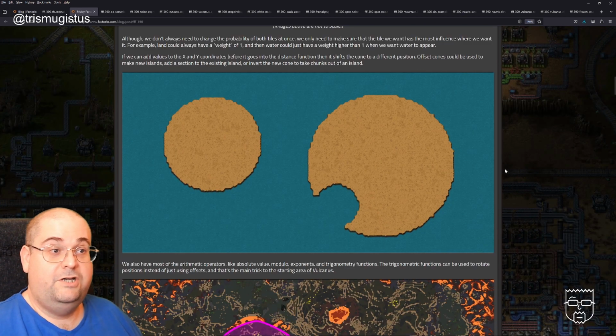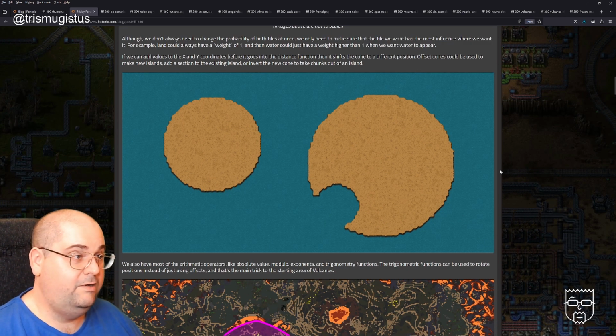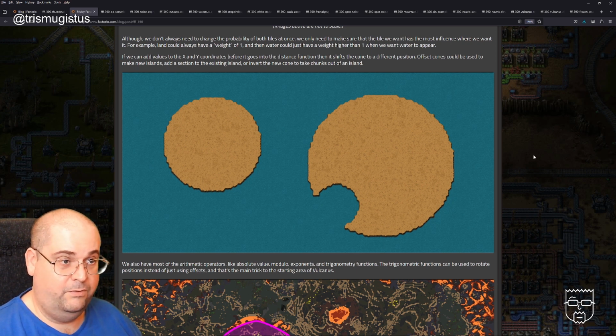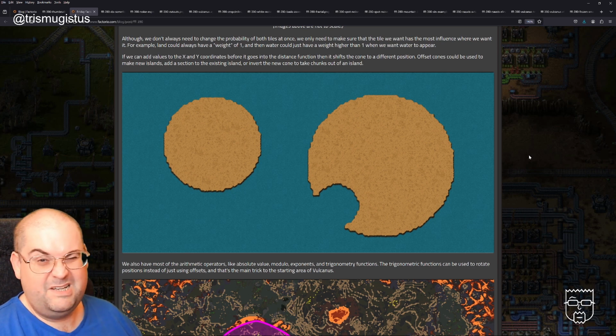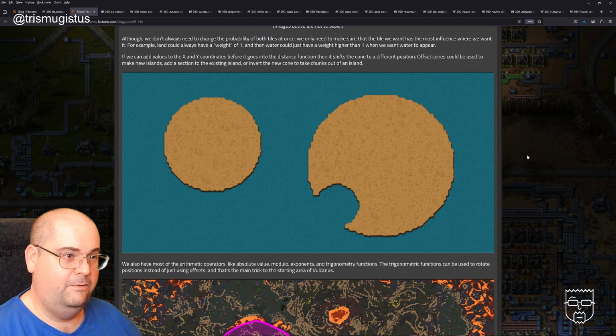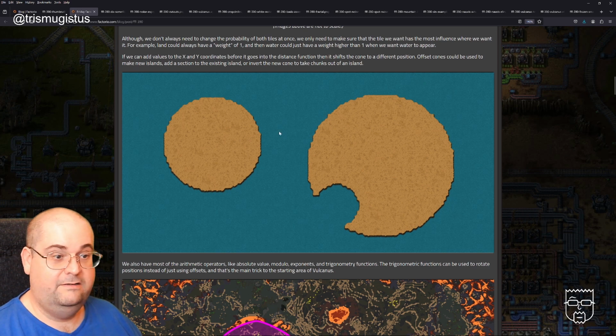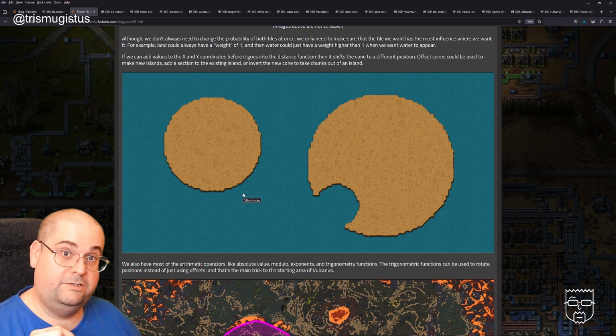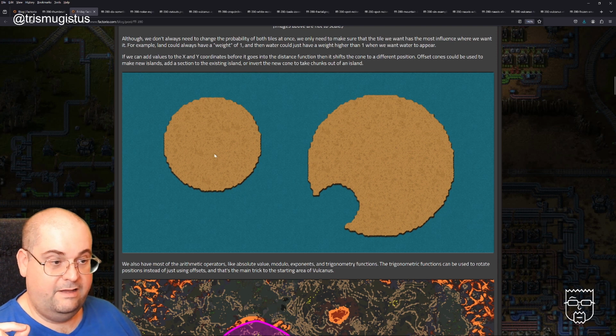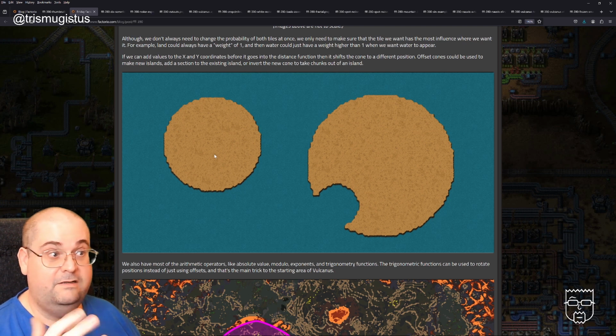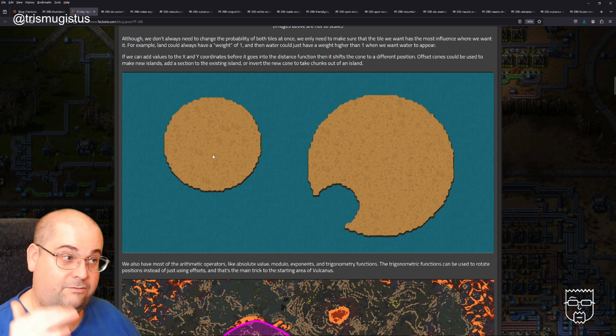Although we don't always need to change the probability of both tiles at once, we only need to make sure that the tile we want has the most influence where we want it. For example, land could always have a weight of 1, and then water could have a weight higher than 1 when we want water to appear. So it's basically flipping it on its head, essentially, from what I just said. So you would say land is 1, and if we give every other piece of terrain around it, these blue ones, because remember we want to store it as an XY coordinate. So we say if this XY coordinate is 1, it's land. If it's more than 1, after we've done this math, then it's water. Okay, so that's the thresholding going on again.